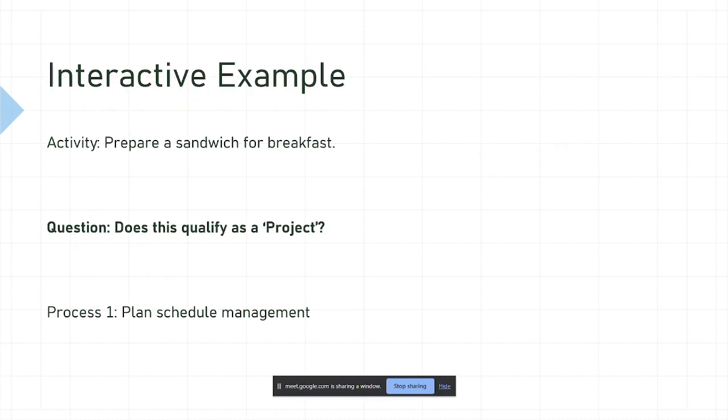What you guys have to do is help me prepare a sandwich for my breakfast. So you guys already have made sandwich. I am assuming that you have done this activity many times, right? So my first question is, does this qualify as a project? Preparing a sandwich. Yes, sir. Okay, two yeses. Anybody with a no?